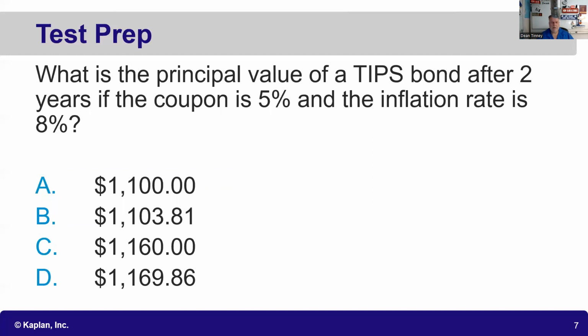I like this one. The key here is not to freak out. What is the principal value of a TIP bond after 2 years if the coupon is 5%? Who cares? It has nothing to do with the answer to the question. And inflation is 8%. Now, what they're hoping you do is you kind of freak out and say, oh man, I've got to do 4% and then times 4% because it's semi-annually. So 8% times 4%. Oh, you can just simply say, okay, well, they're going to adjust the principal accordingly.